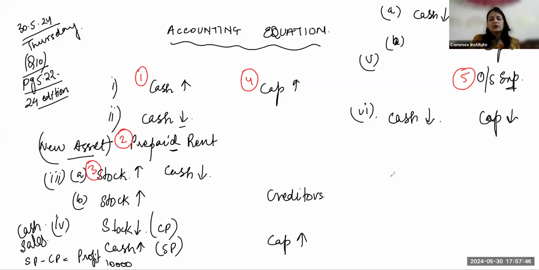Creditors, okay, creditors is also there. So that also we'll have to make one column. Perfect. Okay, so now moving on to the format, quickly draw the format.